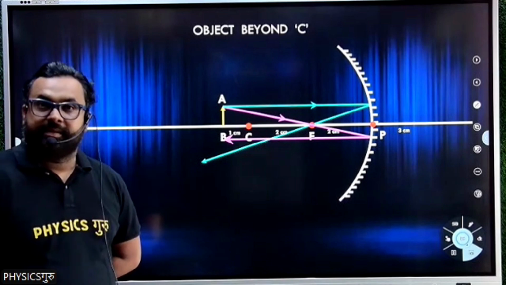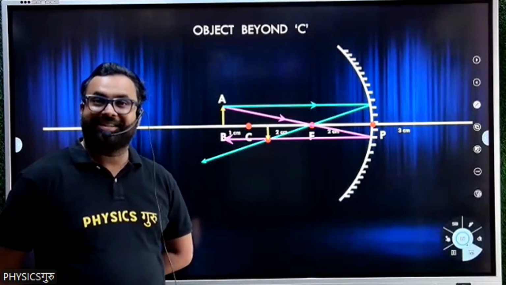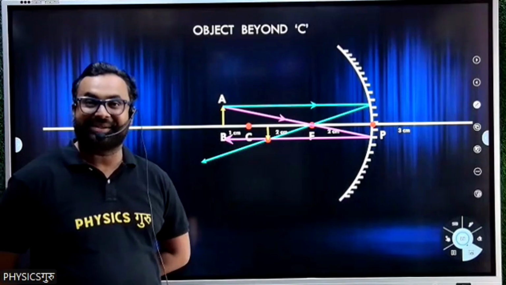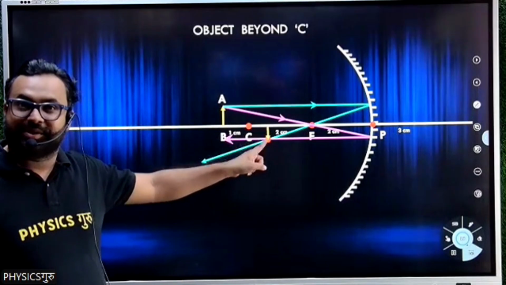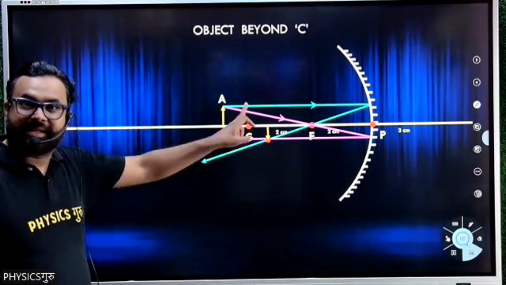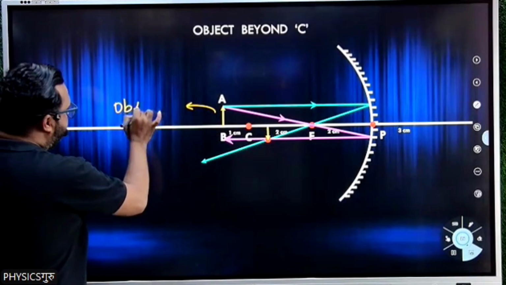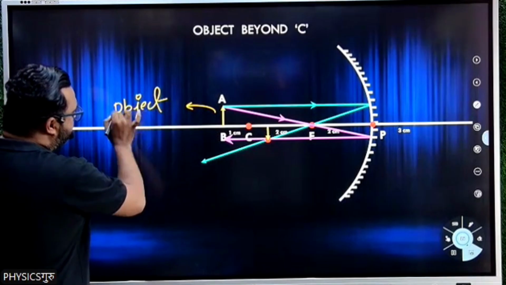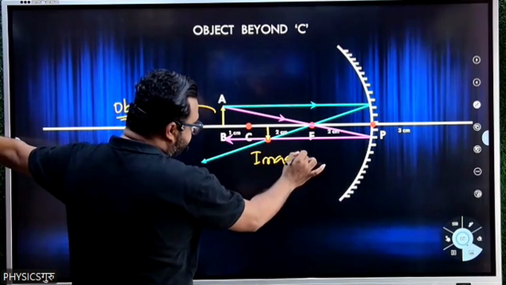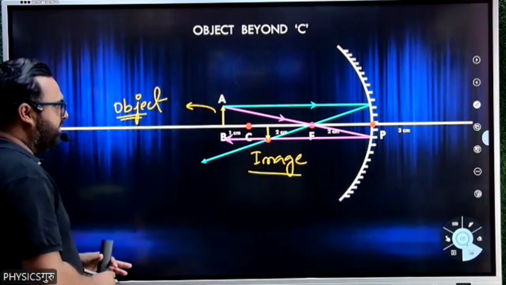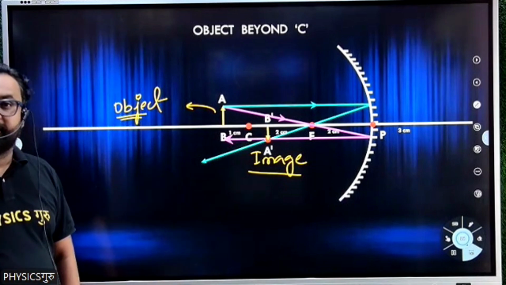Sir, the intersection does not have to be exactly below the object, right? The intersection should be between focus and center of curvature, right? Yes. Where the intersection takes place, you need to just draw the object and image. This is the object, and this is basically the image.